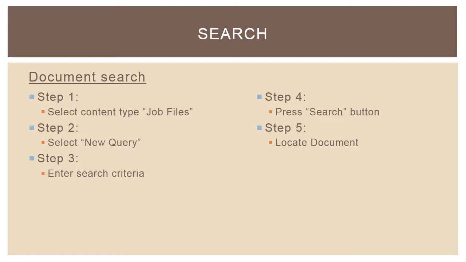In order to retrieve a document from within Content Manager, you'll begin by using a document search. The following 5 steps will walk you through a basic search to locate the document that it is you're trying to retrieve. Step 1 begins by selecting content type job files. Moving on to step 2, you'll select new query, and step 3, enter search criteria. Step 4, press the search button, and of course step 5, you will have found your document.